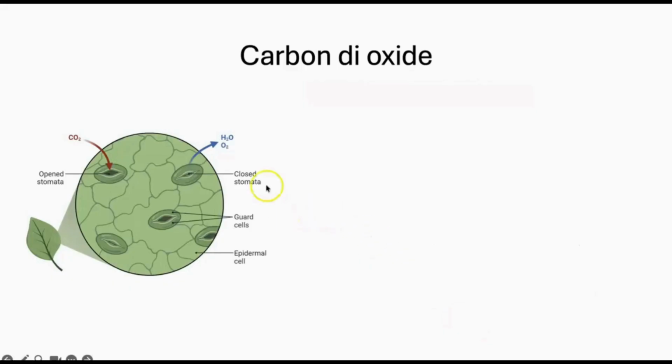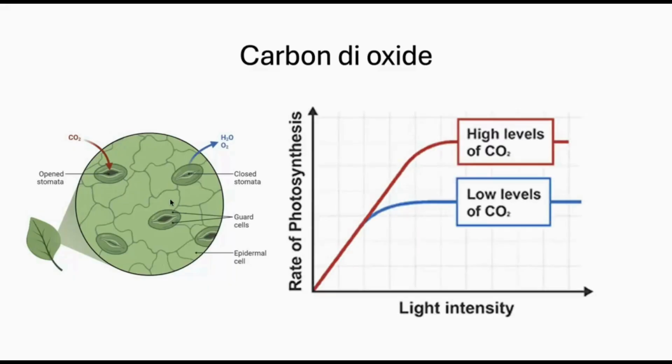As we all know, carbon dioxide is an important raw material for photosynthesis, and when the stomata are open, they absorb more carbon dioxide. When they are closed, there is no chance for gaseous exchange. So when there is more absorption of carbon dioxide, the rate of photosynthesis increases. But when there is a low level of carbon dioxide, the rate of photosynthesis is minimum.